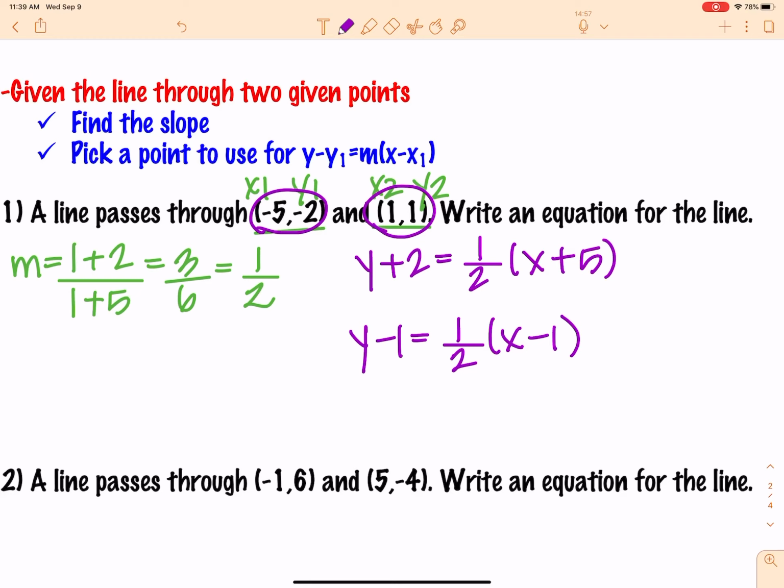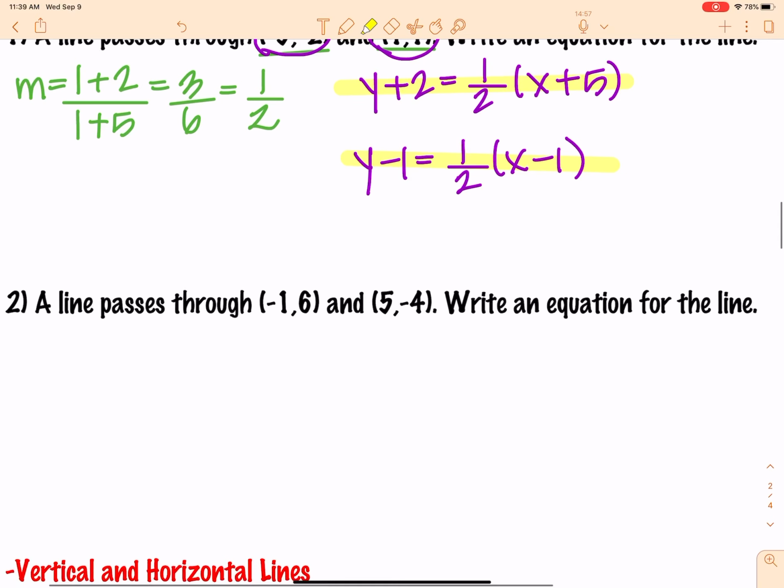Okay, so either one of those answers would be an equation for this line. All right, number 2 says a line passes through these 2 points. Write an equation for the line.